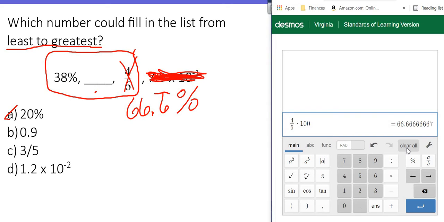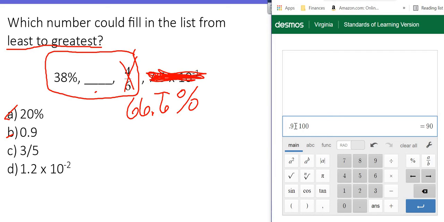Now we're going to go over to our calculator and we're going to try B. So 0.9, we have to convert it to a percent because it's not 1, and that's 90%. Is 90% between 38% and 66.6%? It's not. It's also too big.